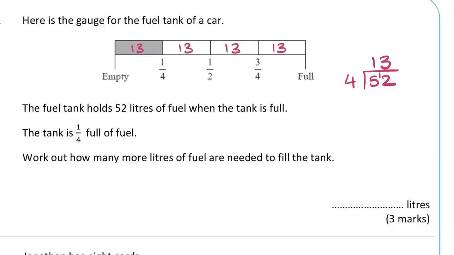It does say how many more litres of fuel are needed to fill the tank. So we have these 3 sections, or this 3/4 that's left up here. We could have just thought, right, well, let's just work out what 3/4 is. If 1/4 is full, we have 3/4 left. But 3/4 will be equal to 3 times 13. Take your time to work that out, but that is 39 litres. So there we go, 1/4 is full, that's 13 litres. We need 39 more to get to that 52 to fill the tank.